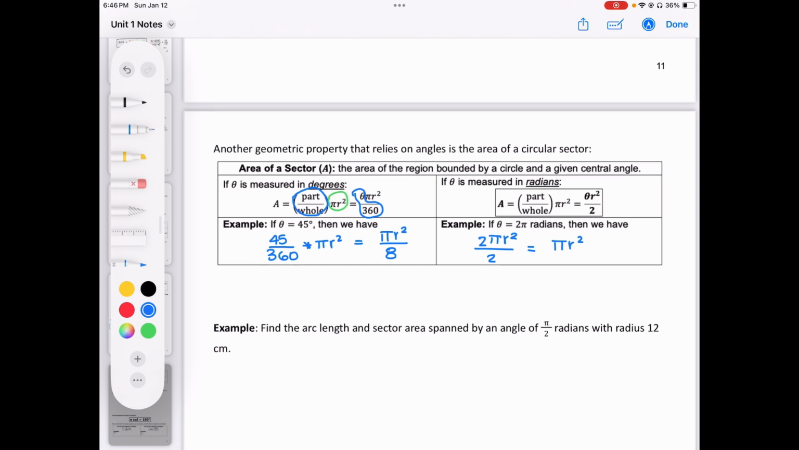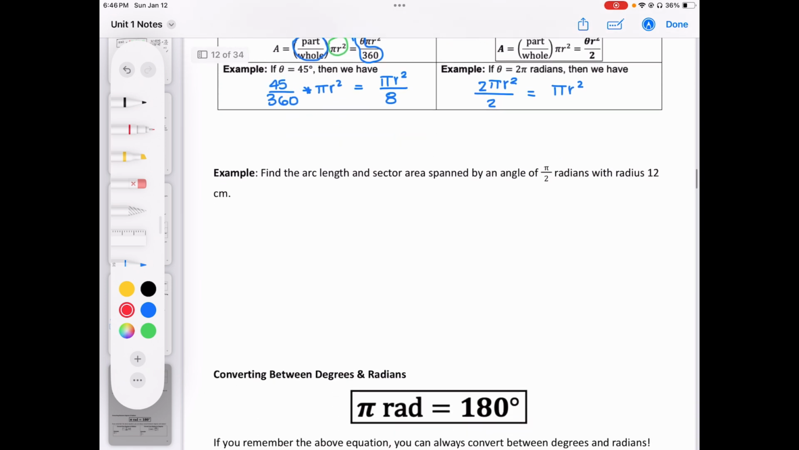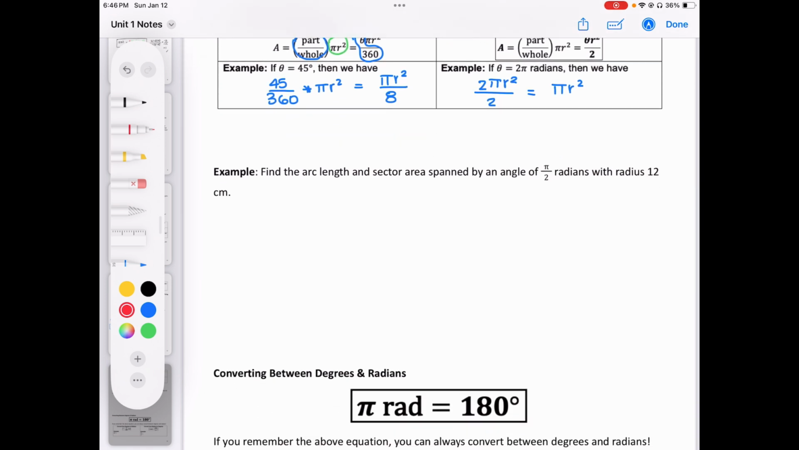Okay. Let's find the arc length and sector area spanned by an angle of pi over 2 radians with a radius of 12 centimeters. Let's start with our arc length of S equals theta times r. Okay, we know that the angle is pi over 2. We know the radius is 12, so we end up with 6 pi centimeters. Okay.